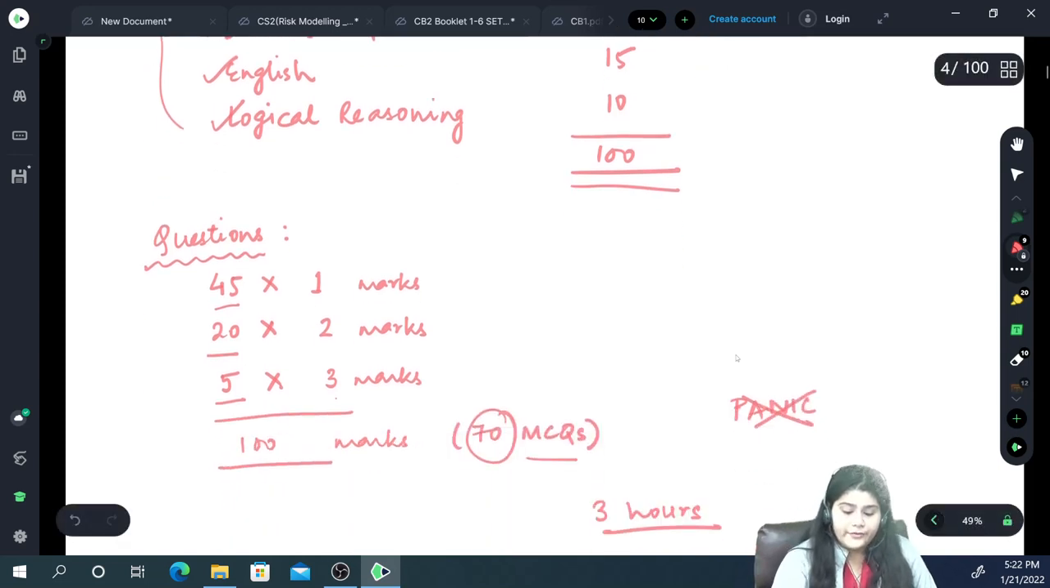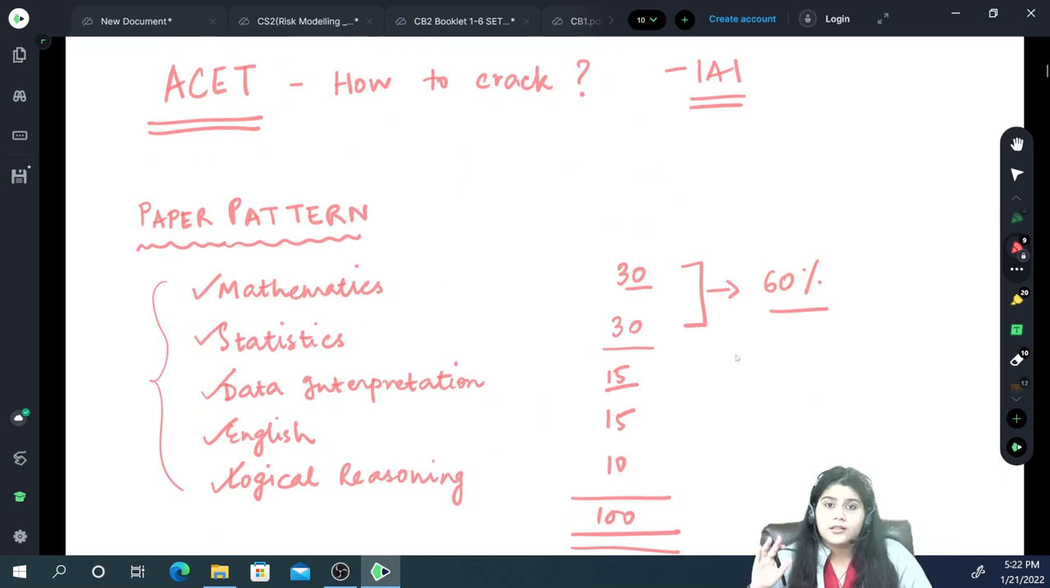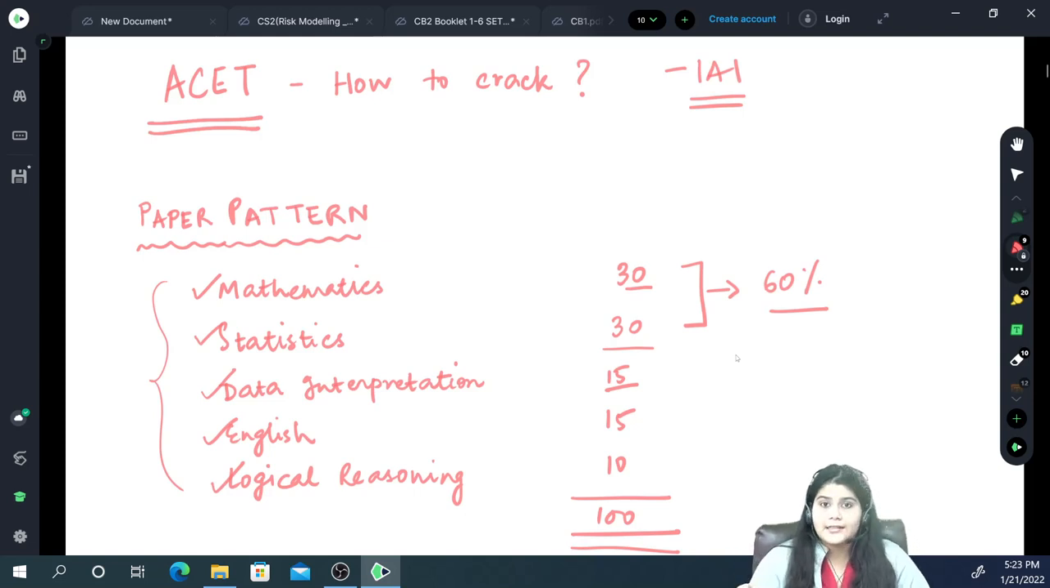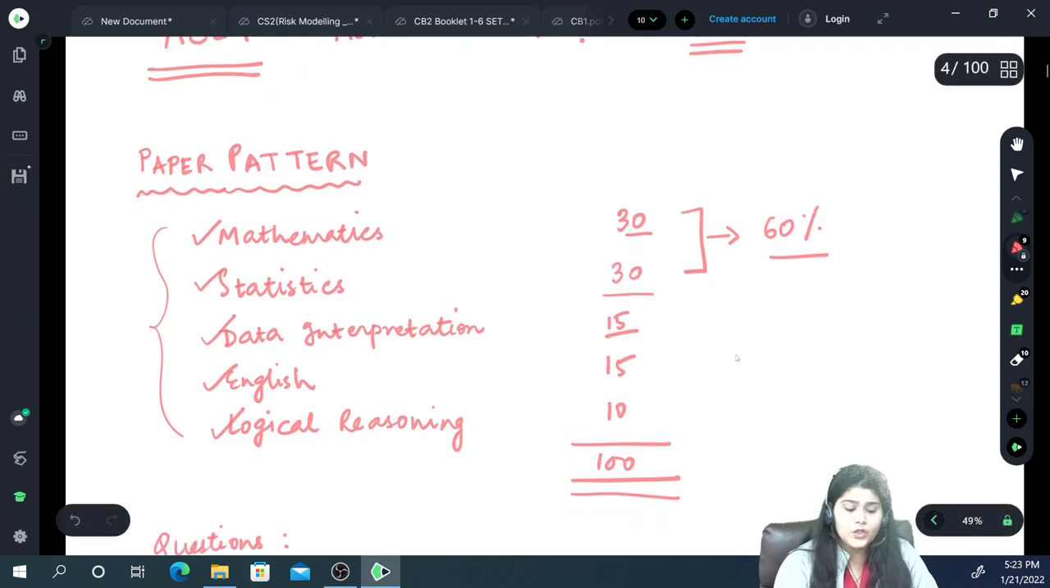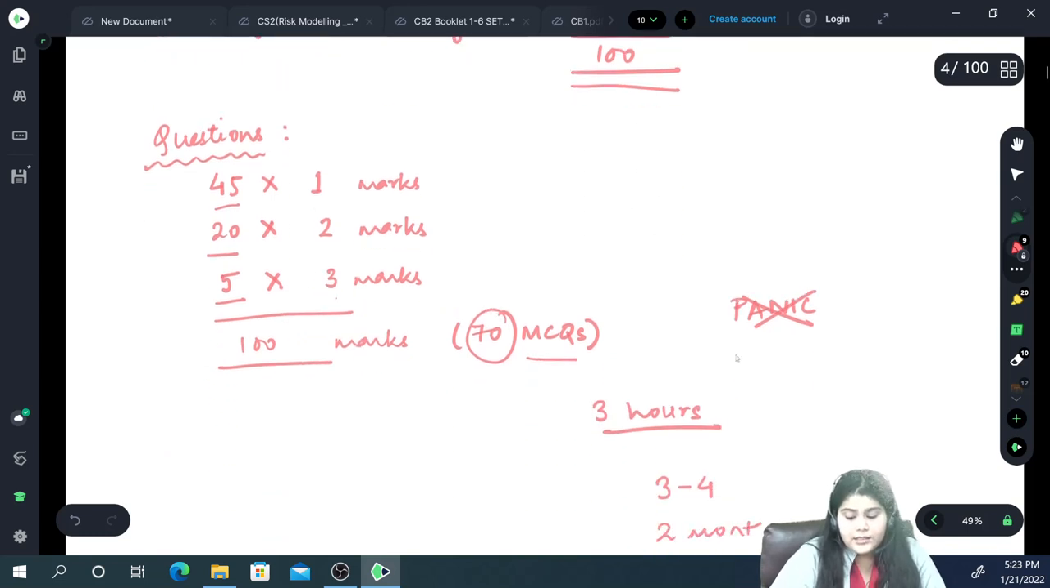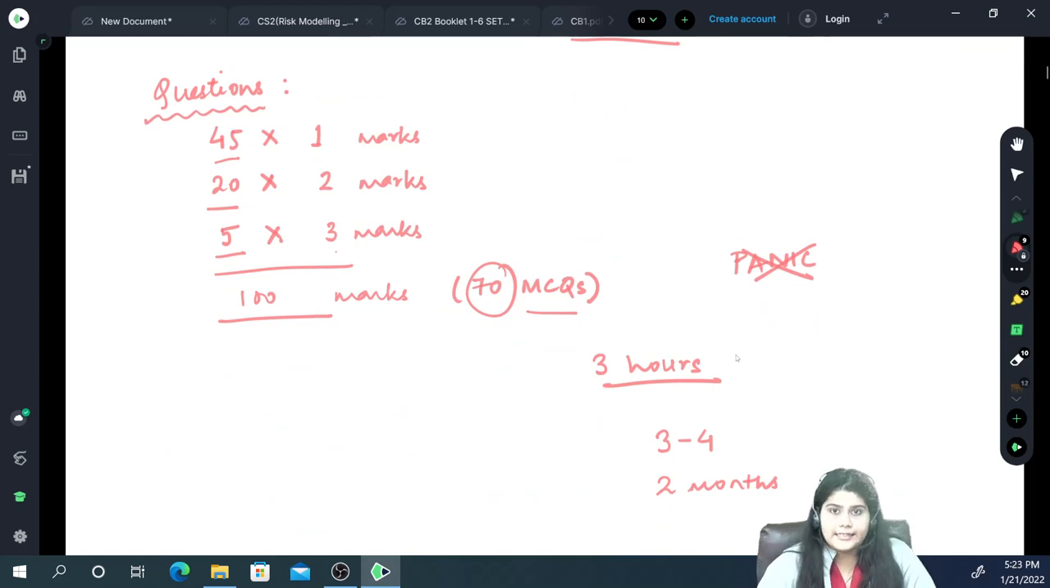However, for students who have considerable knowledge of mathematics and statistics specifically, why am I saying this? Because this is a major 60% of the paper, and this is the portion that can actually be studied. English, data interpretation and logical reasoning are topics which have to be mastered by practice only. There is no studying for this. However, for maths and stats, you have to know concepts, and after that you have to practice them as well. So if these two portions are strong, then 2 months is enough for appearing for the ACET examination and clearing it. Not just appearing, but also clearing it.